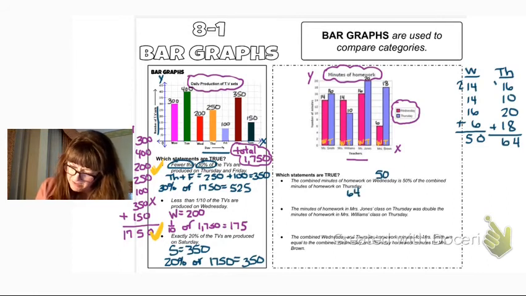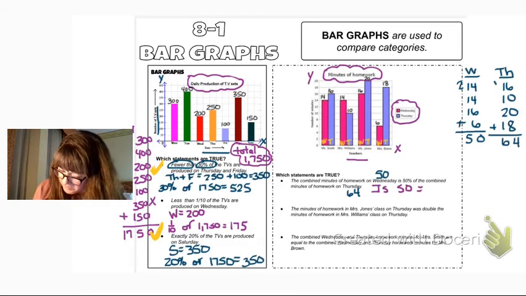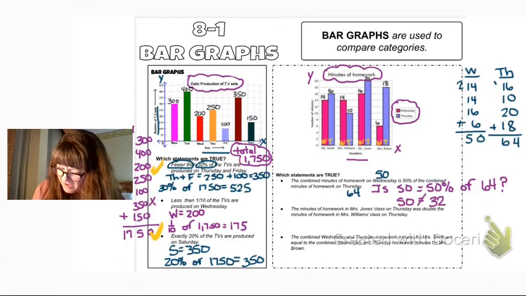So what we're saying here is, is 50 equal to 50% of 64? Well, 50% of something means half. And so we're saying 50 equals half of 64. Well, half of 64 is 32. That is not true. 50 is not half of 64. So that statement is false.